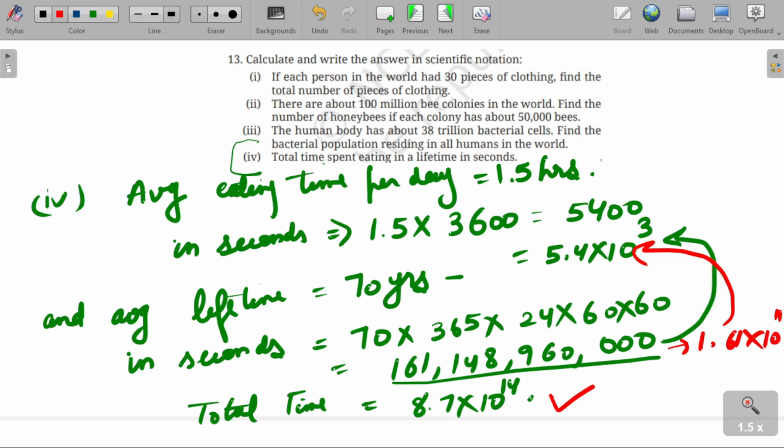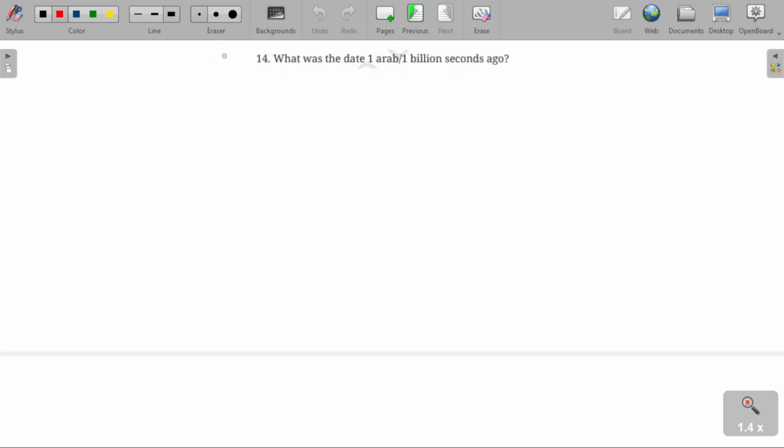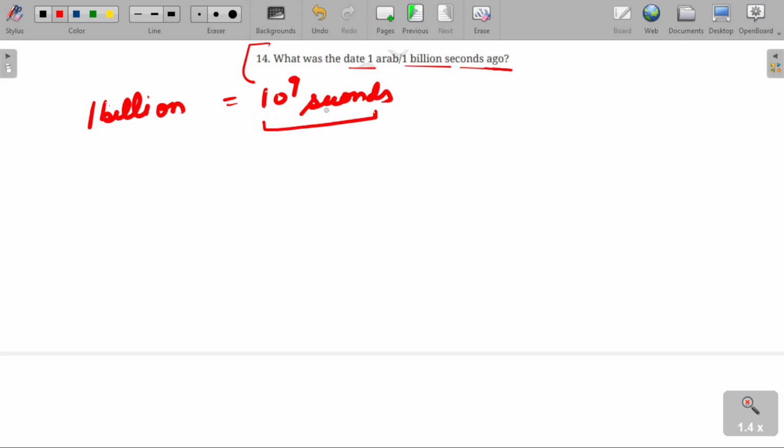Okay. And lastly, you have the last question, that is, what was the date around 1 billion seconds ago? Okay, fine. So this is a bit challenging question, but it is easy and it is calculative as well. So just be with me. So 1 billion seconds means, firstly, you must know this. 1 billion means 10 raised to power 9, right? That means what is the date before 10 raised to power 9 seconds?